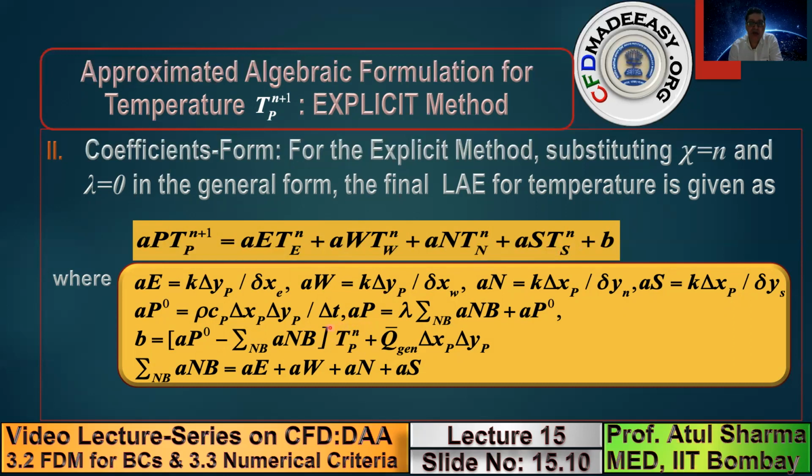Now, the coefficient of this TPN, you observe that it is given by this expression. Then in this expression, there is a condition under which only this will be positive. This will be positive only when AP naught is greater than sigma A and B. What is sigma A and B? AP naught is greater than AE plus AW plus AN plus AS.